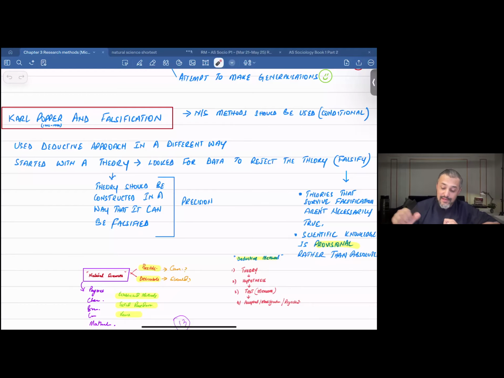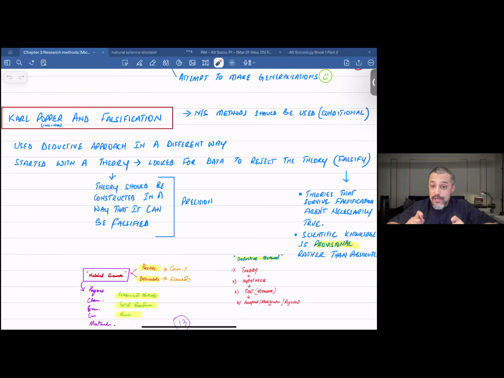Now, having said that, another condition. According to Popper, when you're forming a hypothesis, when you come up with a hypothesis, you as a sociologist should make sure that your hypothesis or your theory is falsifiable. The word I'm using over here is falsifiable.